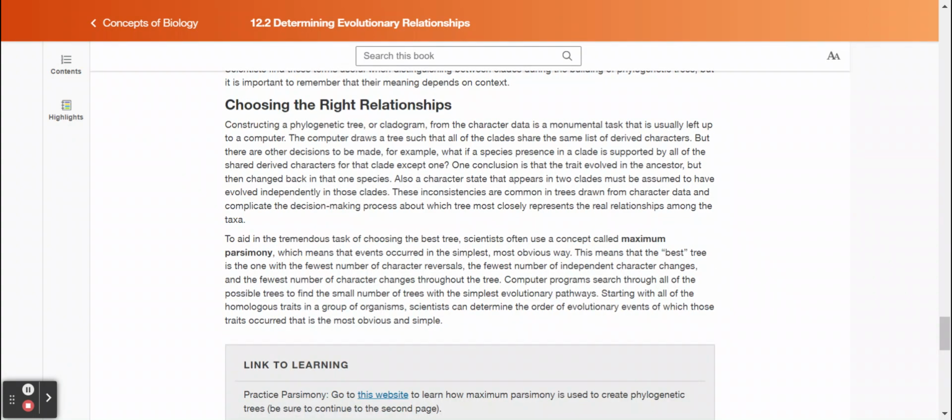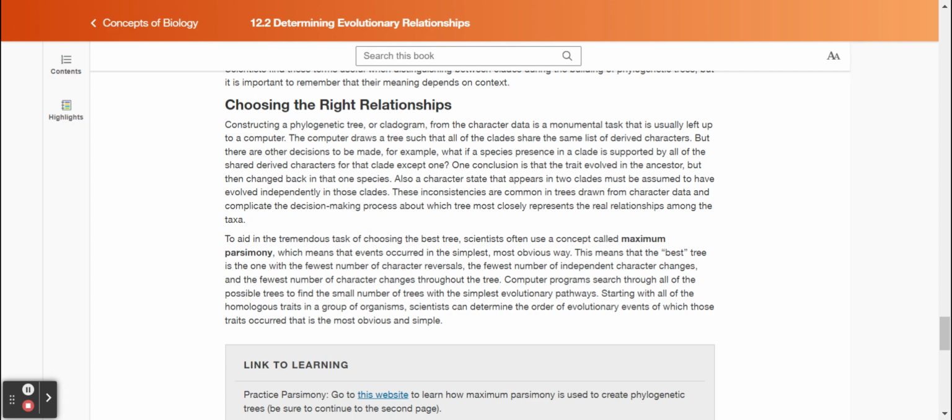Choosing the right relationships. Constructing a phylogenetic tree, or cladogram, from the character data is a monumental task that is usually left up to a computer. The computer draws a tree such that all of the clades share the same list of derived characters. But there are other decisions to be made. For example, what if a species' presence in a clade is supported by all of the shared derived characters for that clade except one?